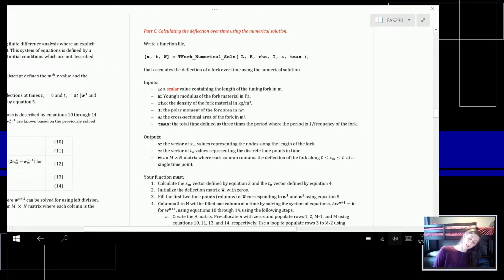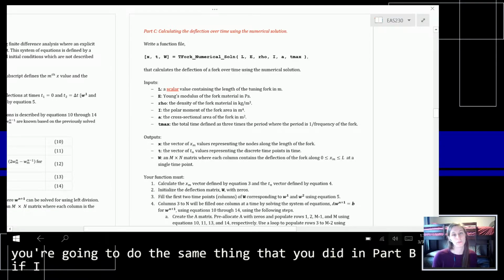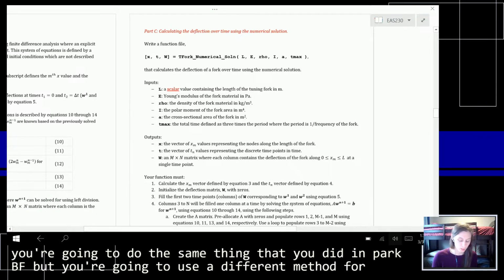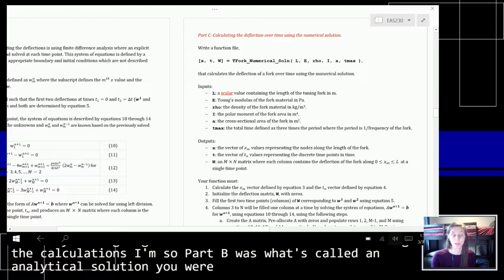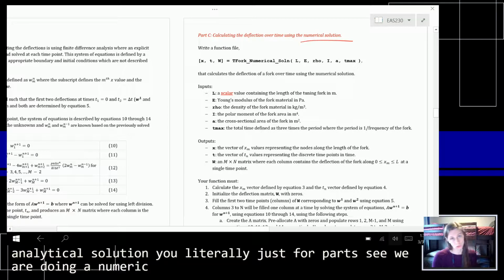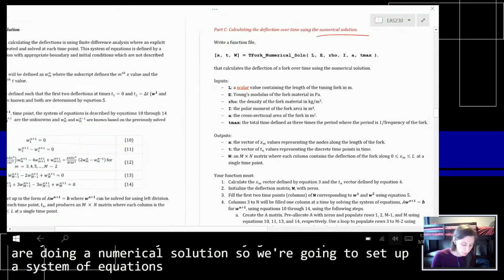For part C, you're going to do the same thing that you did in part B, but you're going to use a different method for doing the calculations. So part B was what's called an analytical solution. You literally just calculate a bunch of equations. For part C, we are doing a numerical solution. So we're going to set up a system of equations and solve for it.